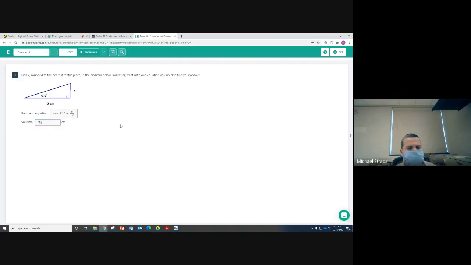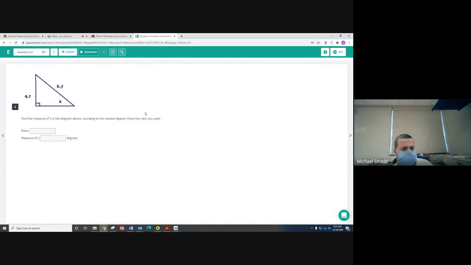And you round it. Okay, so make sure you're able to enter it. Now, the second one, the one I want to talk about now, we're finding an angle measure. Find the measure of x in the diagram above, rounding to the nearest degree. Show the ratio you used.